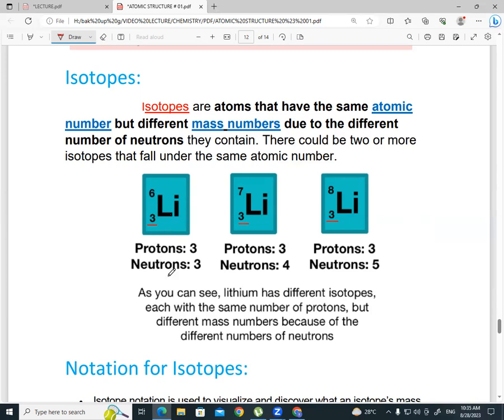When we subtract the atomic number from the mass number, we obtain the neutrons. Here in the first one, the neutron number is 3, in the second one the neutron number is 4, and in the third one the neutron number is 5. So these are three atoms of lithium, and they all have the same number of protons, but their neutron numbers are different. That's why they are called the isotopes of lithium.